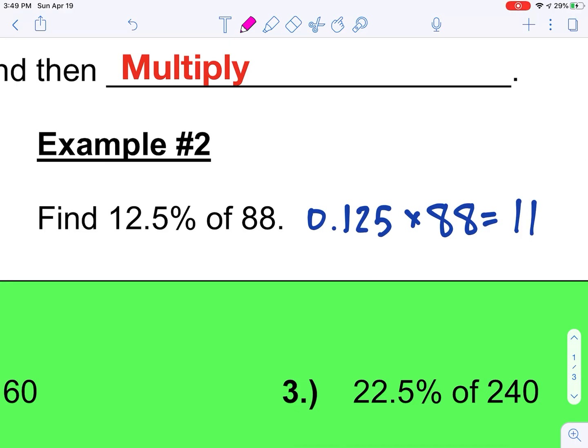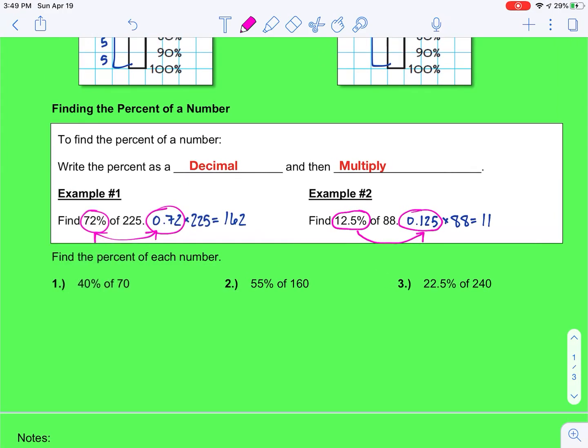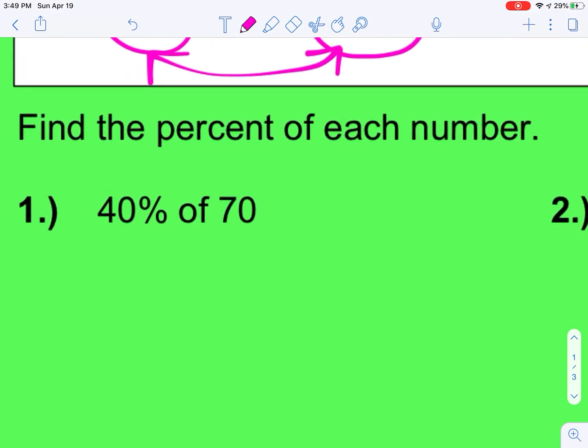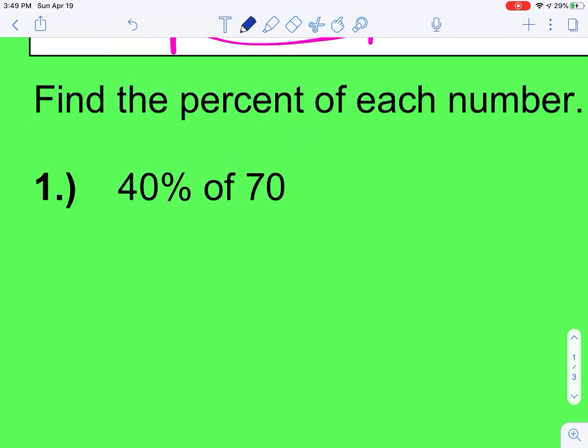Over here I have a decimal point in my percent. That is not a problem. I can turn that percent into just a straight up decimal, which is 0.125, and then I multiply my other number. So let's take a look at a couple examples. You will want a calculator out with you today when you're doing this lesson.